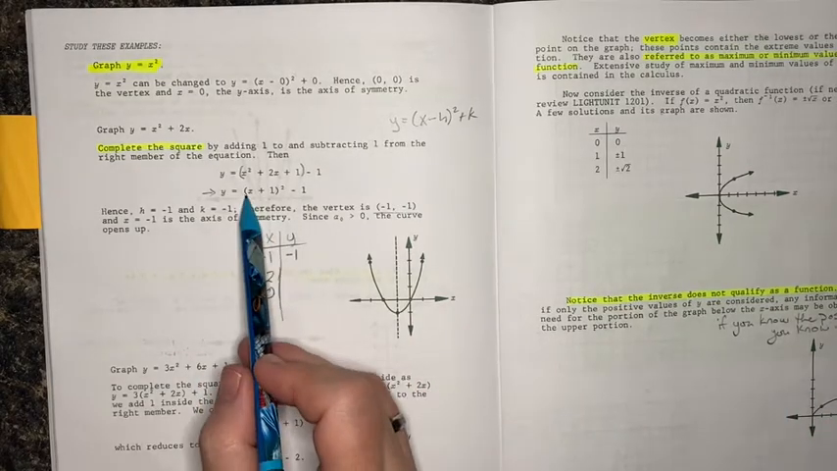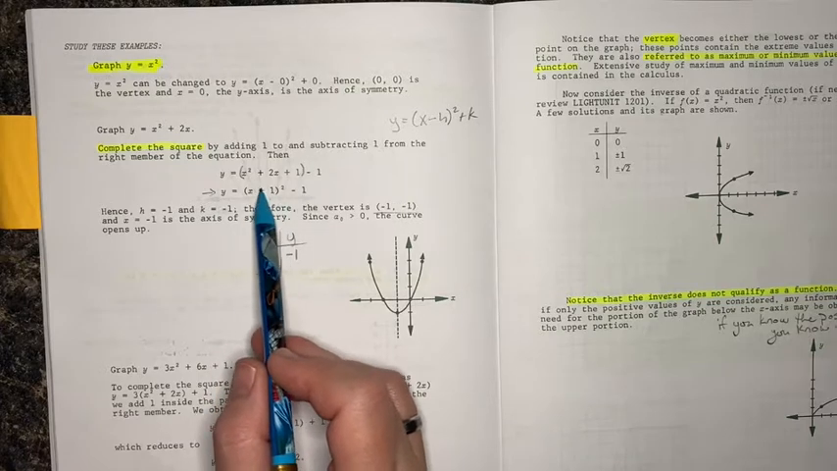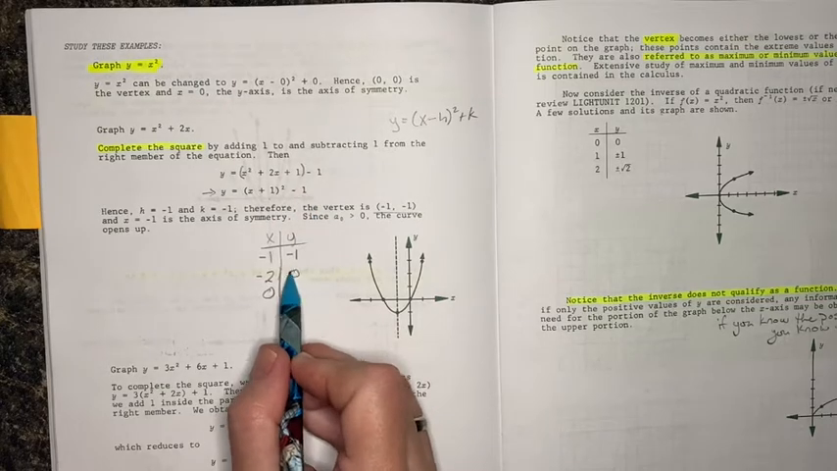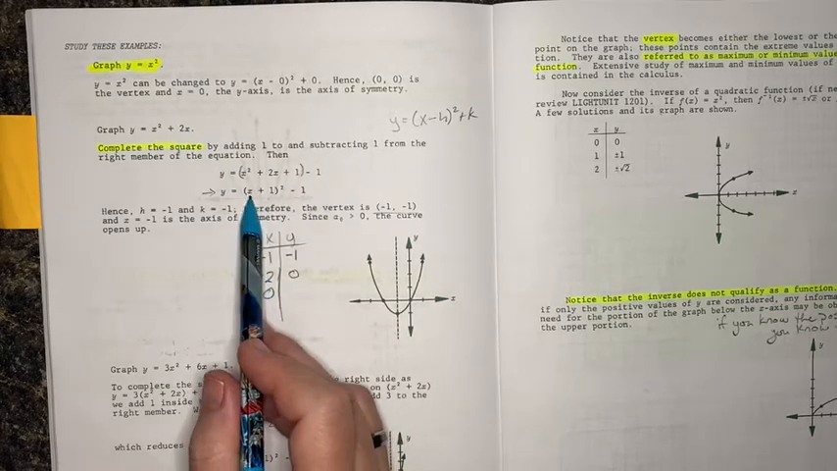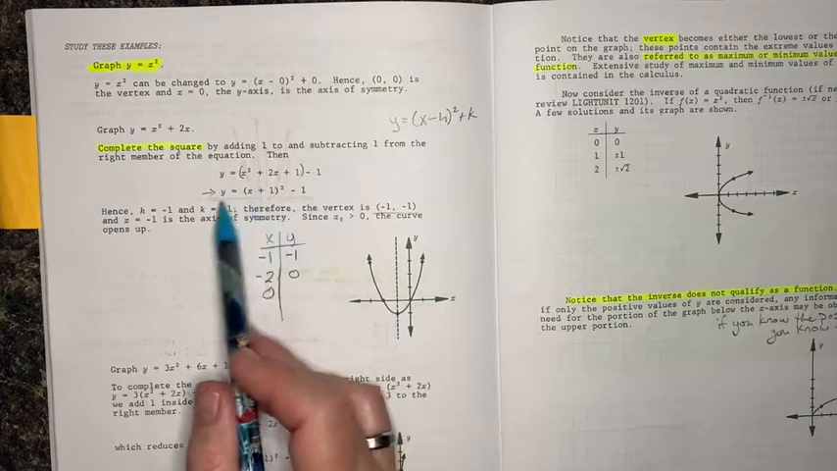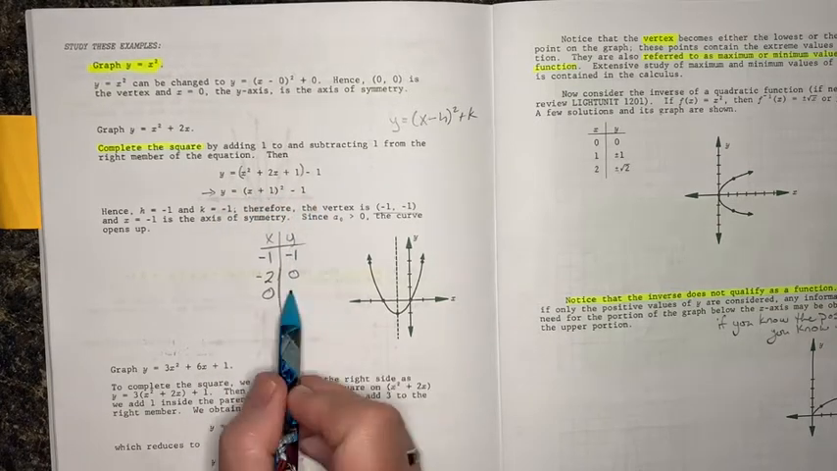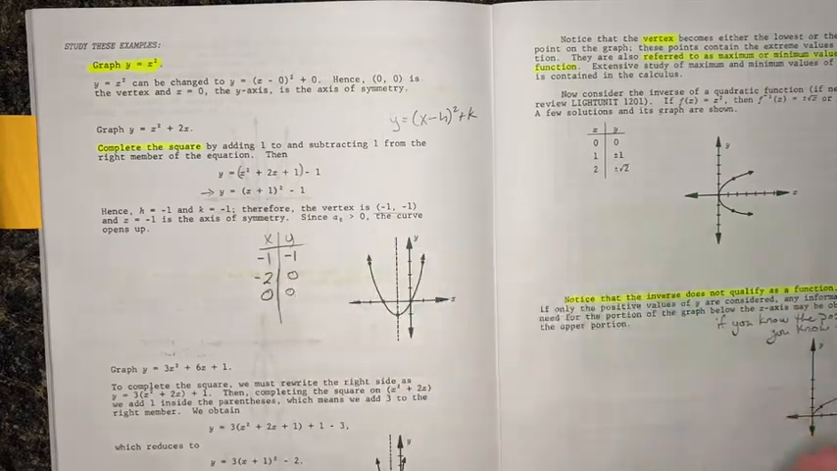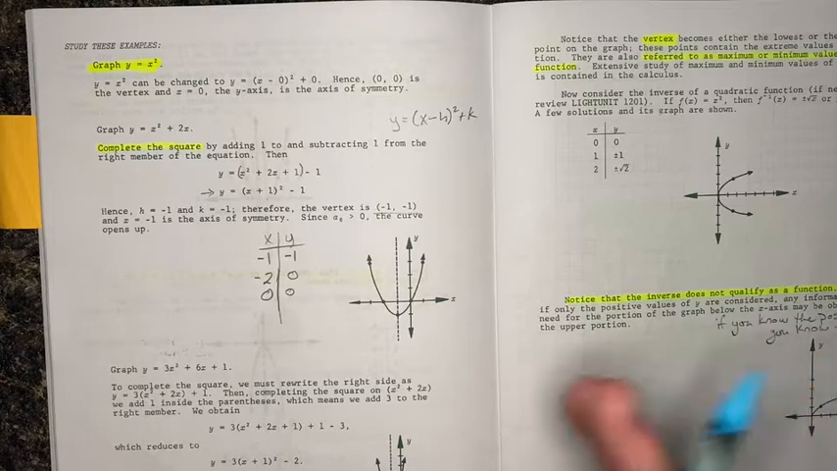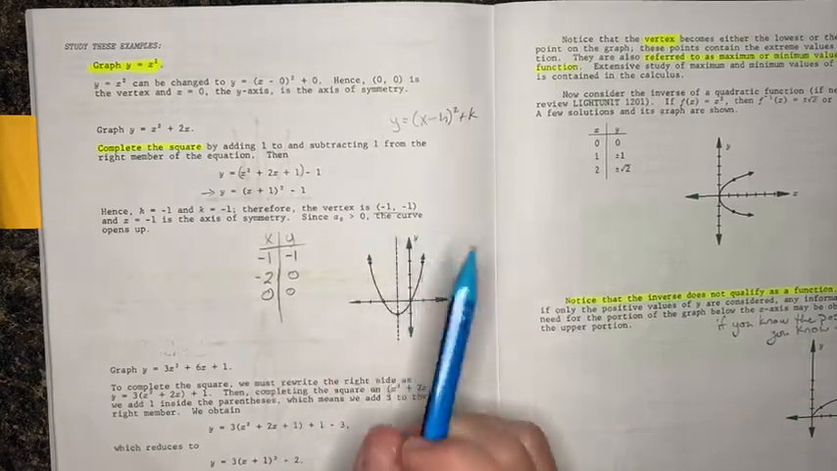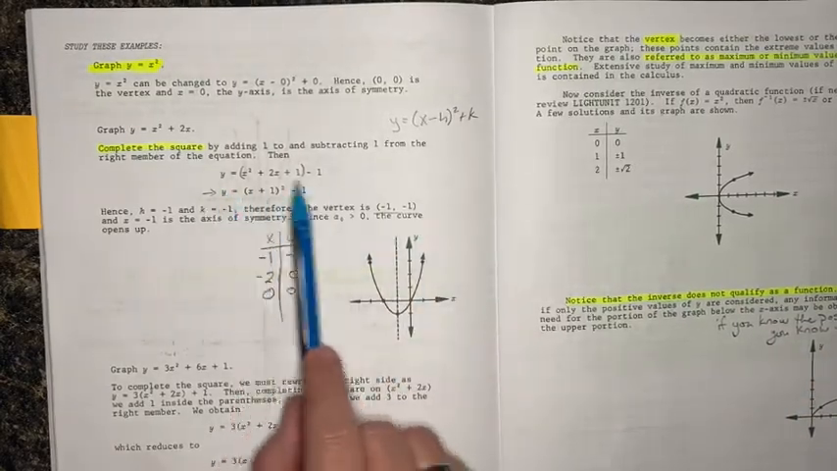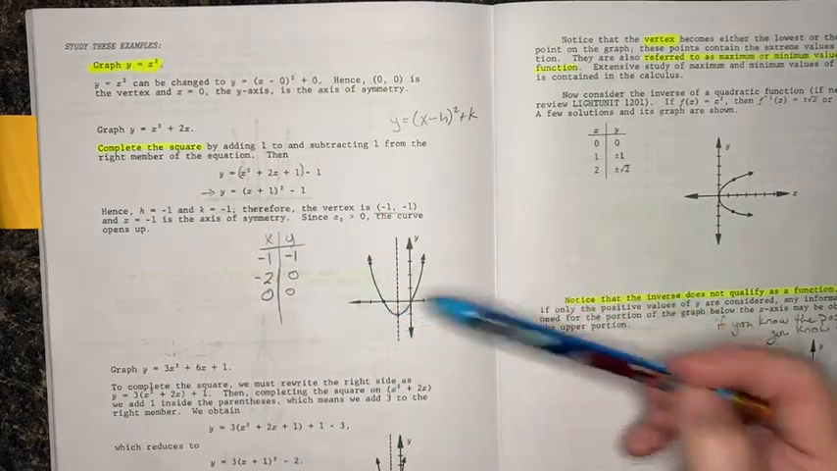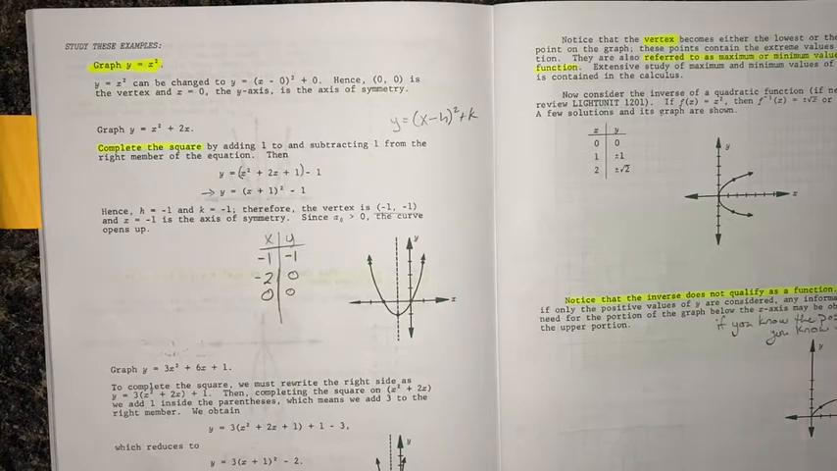So when x is negative 2, this becomes a negative 1. Negative 1 squared is a positive 1. Positive 1 minus 1 is 0. When x is 0, this is a positive 1. Positive 1 squared is positive 1. 1 minus 1 is 0. That's enough to draw our parabola. They've got another set of points up here, but I don't think that's necessary. Okay? So we completed the square, we found our vertex, and we had to solve for a couple extra points so we could properly graph it.